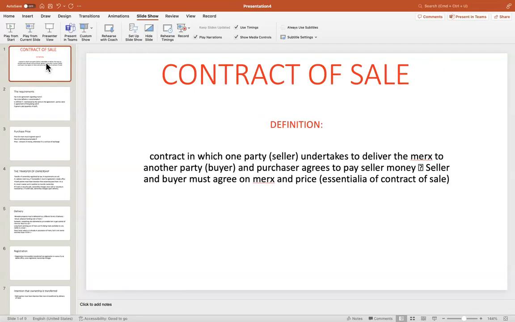So let's talk about the contract of sale. As previously mentioned, the definition is the same. The definition of the contract of sale is one in which one party, the seller, undertakes to deliver the merchandise or the property to another party, the buyer, and the purchaser agrees to pay the seller money. The seller and the buyer must agree on the property and the price.